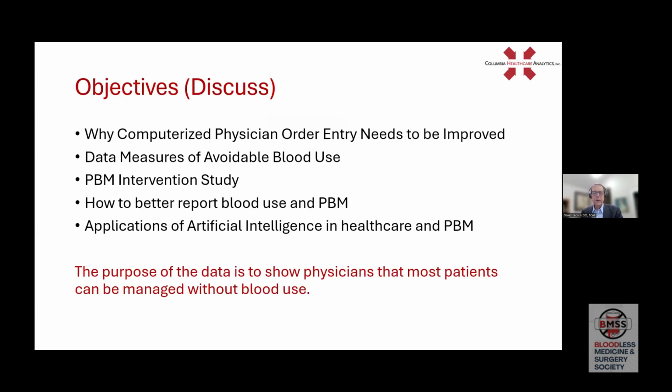So our objectives today, going through these fairly quickly, are why computerized physician order entry needs to be improved. We'll discuss some data measures of avoidable blood use. We'll talk about a study that we're doing right now and hope to be beginning an intervention study to show how we can rapidly change physician behavior, how to better report blood use and particularly patient blood management, and some applications of artificial intelligence in healthcare and patient blood management, which Elliot will talk about probably later this week.